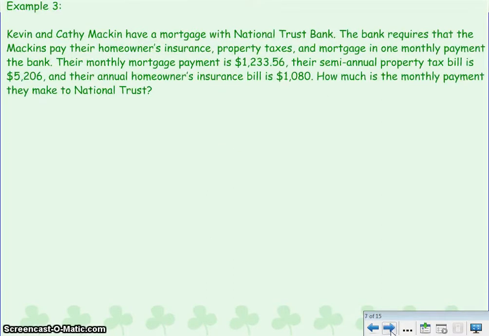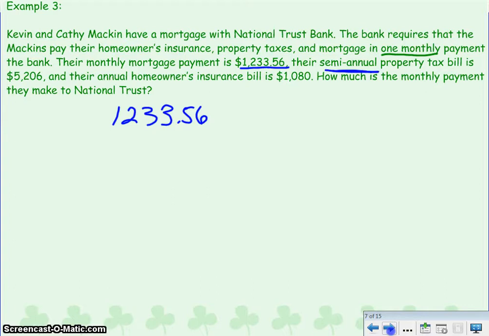All right, example 3, it says Kevin and Kathy Mackin have a mortgage with the National Trust Bank. The bank requires that they have homeowners insurance, property taxes, and mortgage in one monthly payment. Their monthly mortgage is $1,233.56.